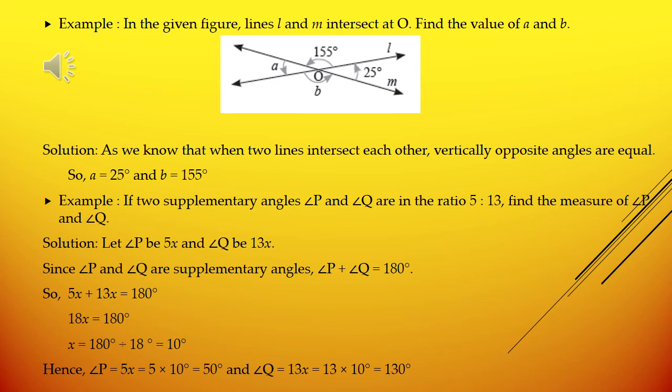So let us find angle P and angle Q now. Angle P is equal to 5x, so 5 multiplied by 10, that is 50 degree, and angle Q is equal to 13x, that is 13 multiplied by 10, that is equal to 130 degree.